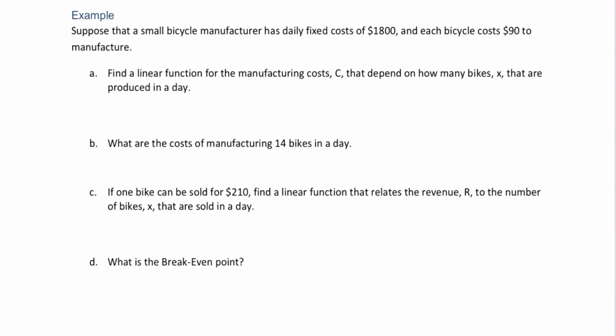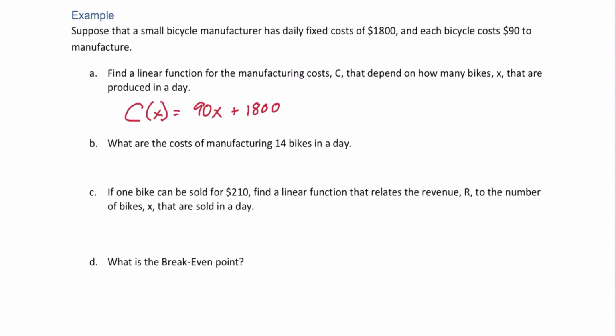For example, suppose that a small bicycle manufacturer has daily fixed costs of $1,800 and each bicycle costs $90 to manufacture. Part A, find a linear function for the manufacturing cost C that depends on how many bikes x are produced in a day. The cost function C of x will be the cost per bike, $90 times x, that's 90 per bike, plus fixed costs, which we're told is $1,800.